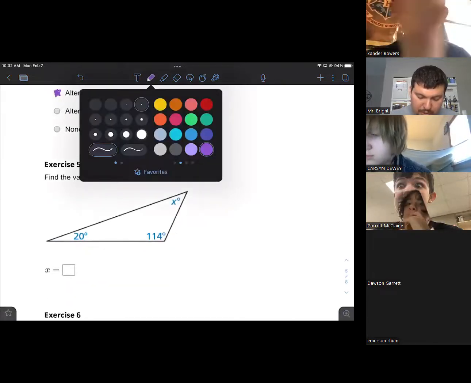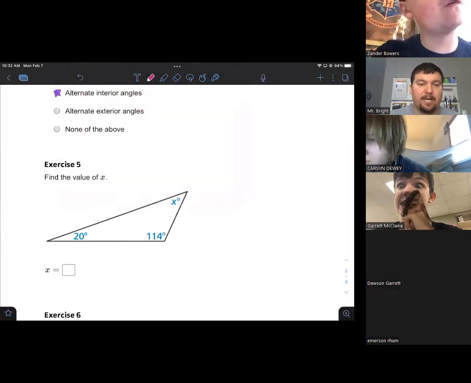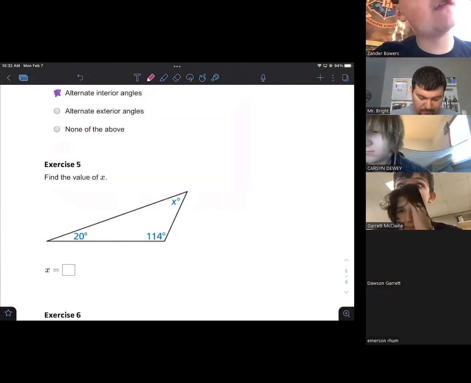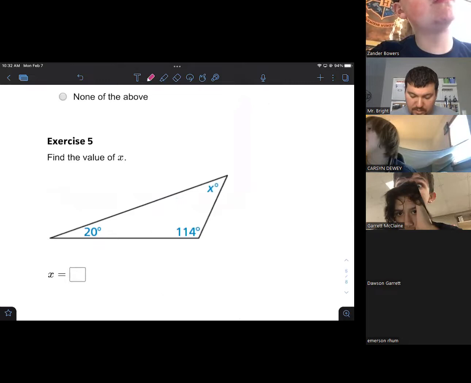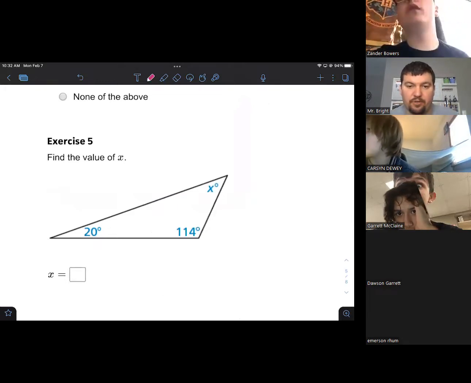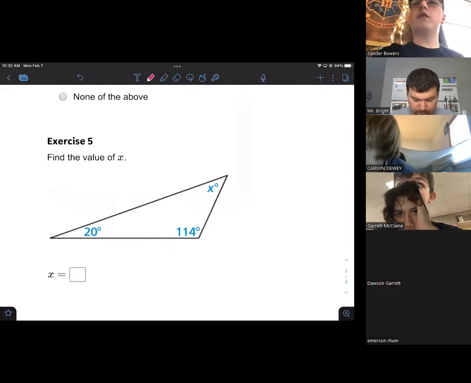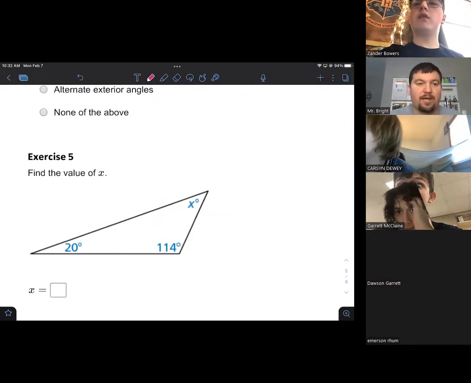Now we're switching to section 3.2, which dealt with interior and exterior angles of triangles. Owen, can you remind me what all 3 interior angles of a triangle should add up to? 180. That's right. That's called the triangle sum theorem. And so all 3 angles are going to add up to 180.